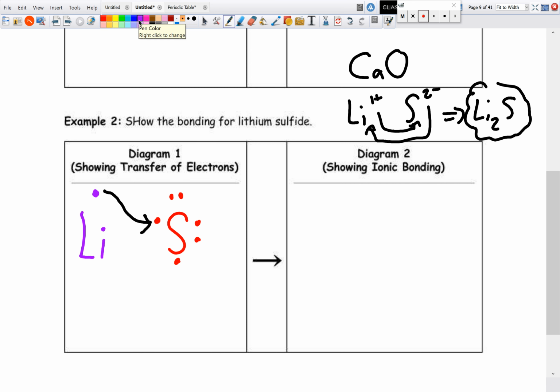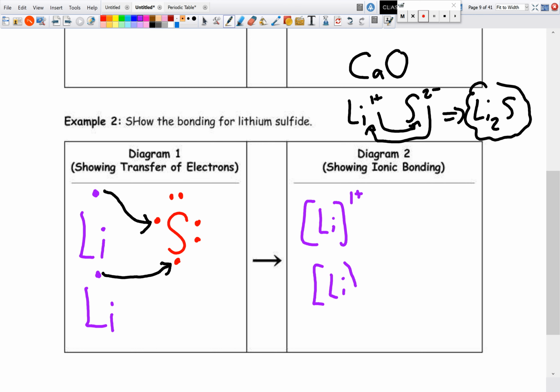So that's why we need to bring one more lithium, so that lithium can now share its electron with that last bonding electron from sulfur. So what we're left with, we got 2 lithium ions. That's positive 1 charge. And we got our sulfur that now has a complete octet. It has 8 electrons, and its charge is 2-.